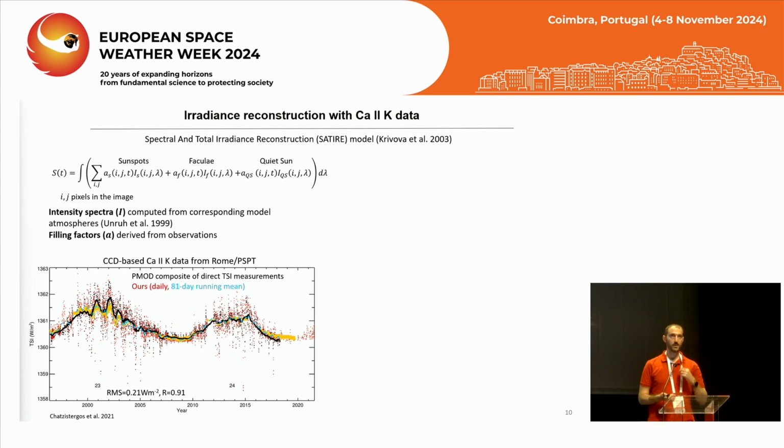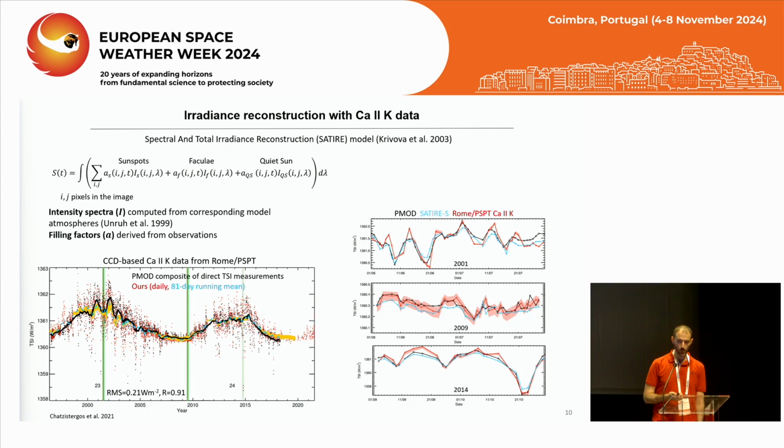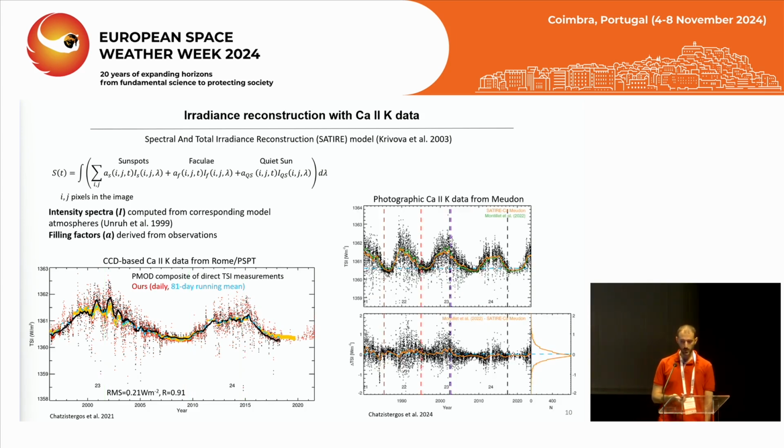So using the magnetograms we have recovered from the calcium K data, we can recover TSI from this model, and I show you an example with observations from Rome Observatory. As you can see, compared to the measurements shown in black, we get an excellent agreement. We also get the daily variations very accurately, so we can get an excellent reconstruction with this data. We also tried it with photographic data, and we have excellent results with those too, as you can see here for the case of using data from Meudon Observatory in Paris.